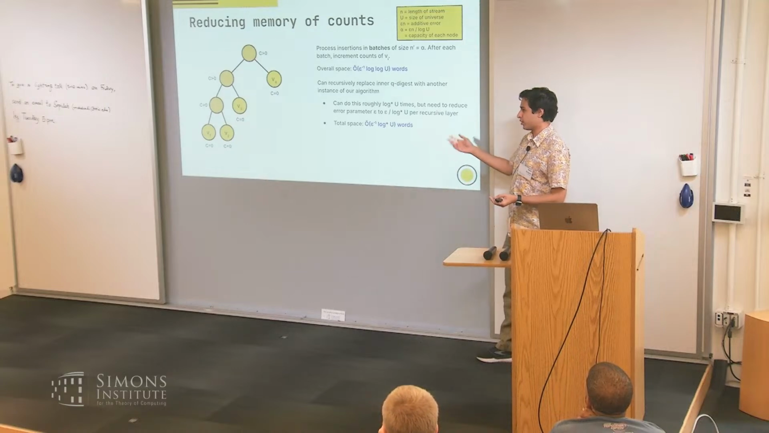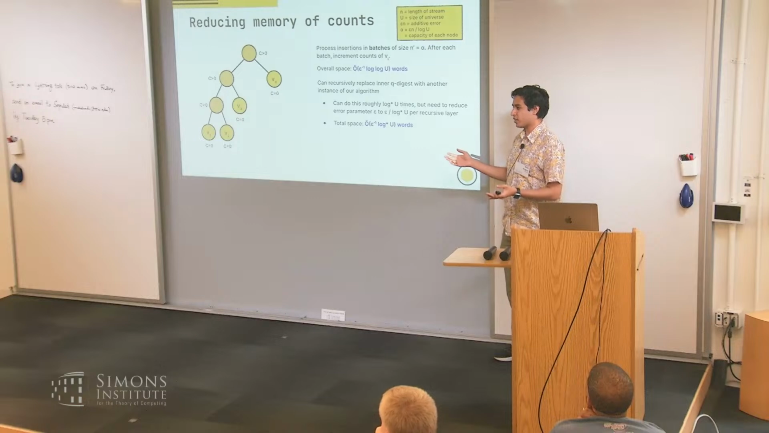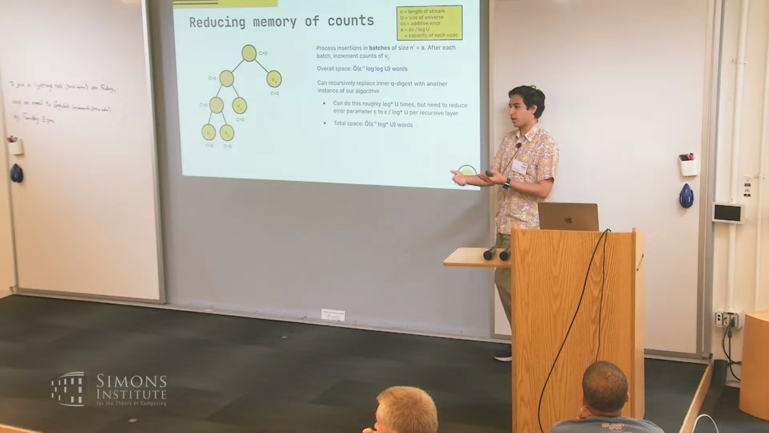You'll have u equals epsilon log 1 over epsilon. And you can do a Q digest there, but it's just as efficient to just store the counts directly. But you can't get away from that log n at the lowest layer.